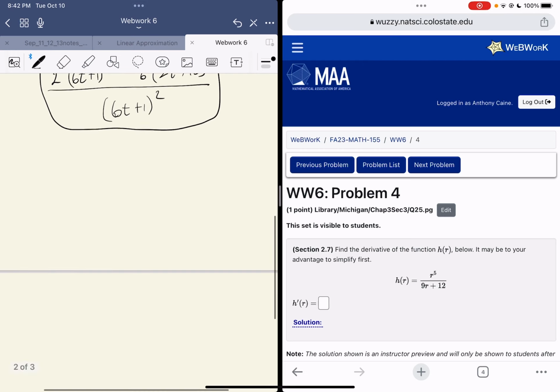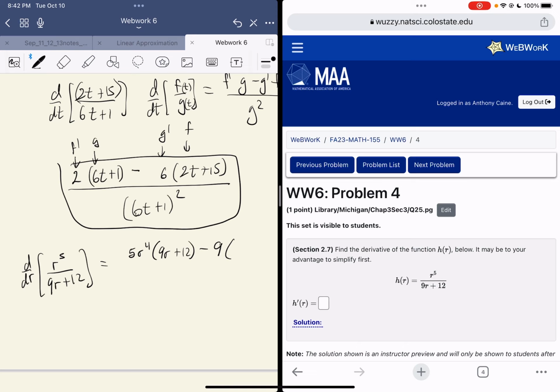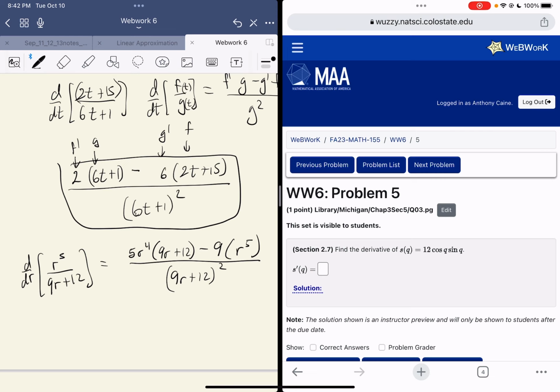Okay, another quotient rule. So I guess I'll just leave this up here. We got h of r is r to the 5th over 9r plus 12. And we're going to take the derivative of that with respect to r. So I do the derivative of the top, which is 5r to the 4th, times the bottom, so 9r plus 12, minus the derivative of the bottom, which is just 9, times the top, r to the 5th, all over the bottom squared, 9r plus 12 squared. Sweet.